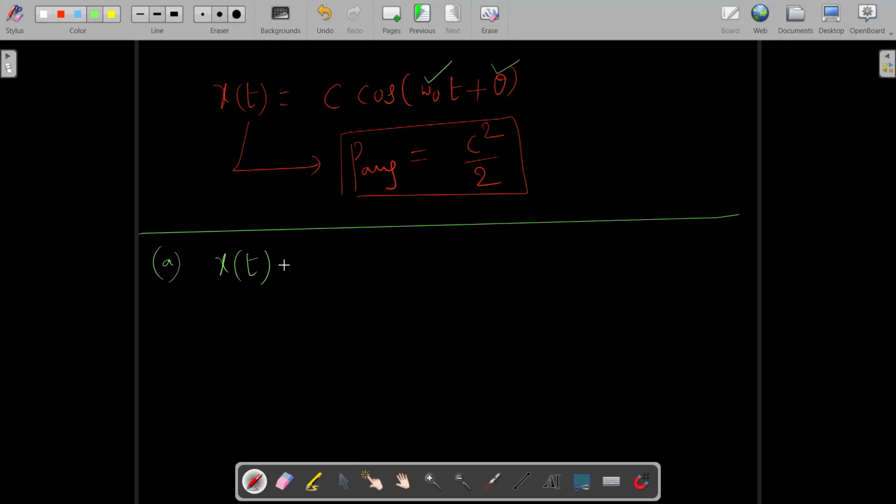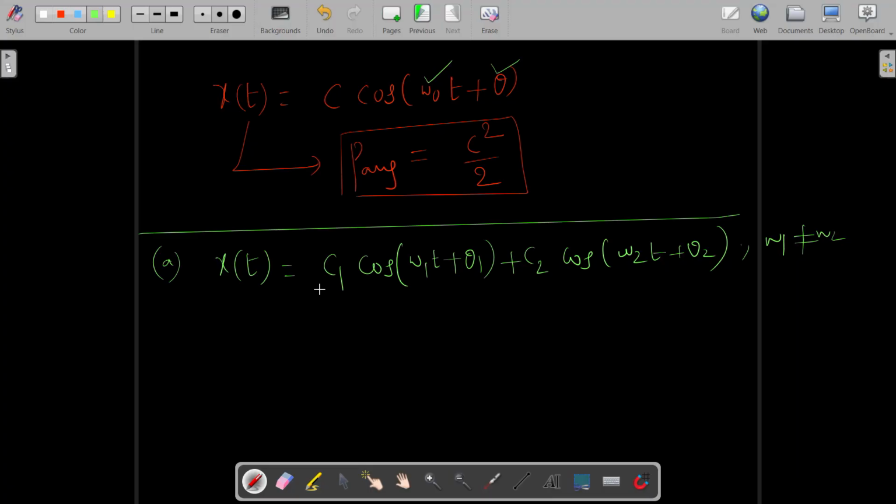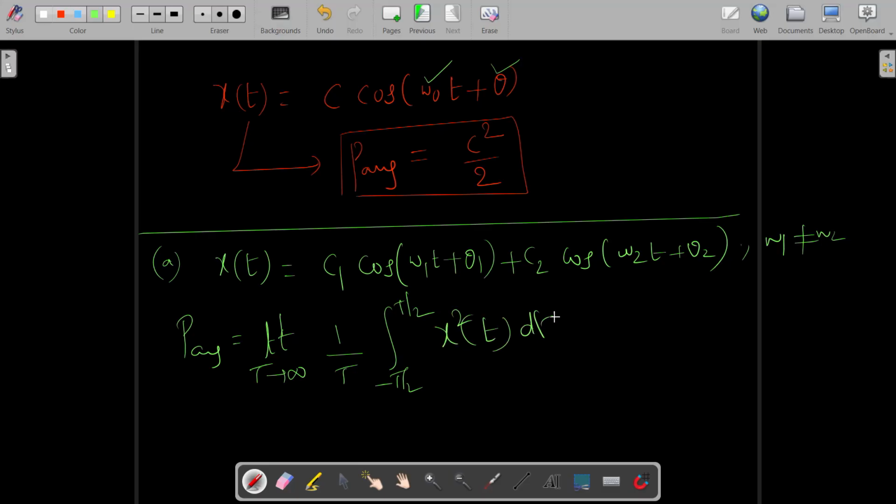The x of t is given as c1 cos omega 1 t plus theta 1 plus c2 cos omega 2 t plus theta 2, and given the condition omega 1 is not equal to omega 2. Under this condition, what is the power? Let us start with the power calculation. What is the formula? The average power is limit t tends to infinity 1 by T, integral minus T by 2 to plus T by 2, x square of t into dt.